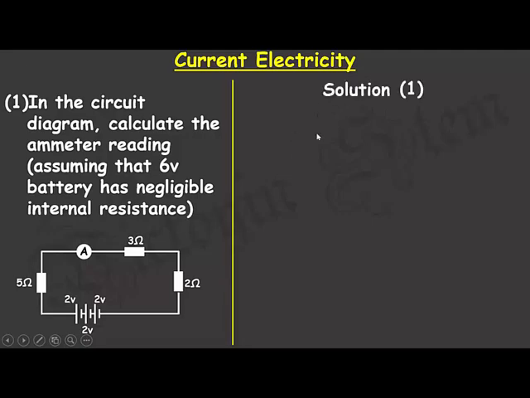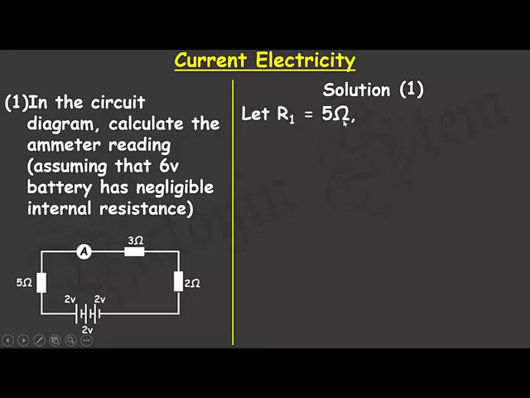Now to the first question. Looking at this question, the circuit has 3 resistors arranged in series. They are said to be in series because there's no breakage in the line of communication between the 3 resistors. The 5 ohm resistor, 3 ohm resistor, and the 2 ohm resistor are all in series.